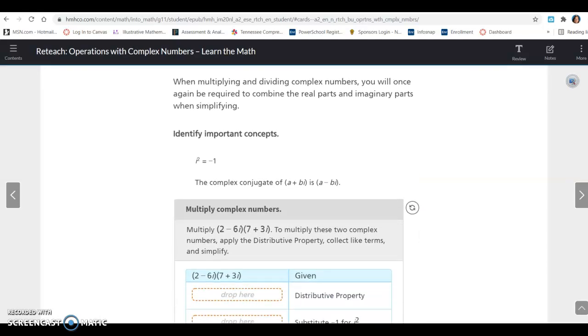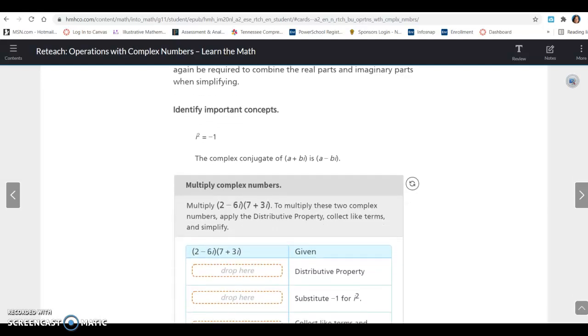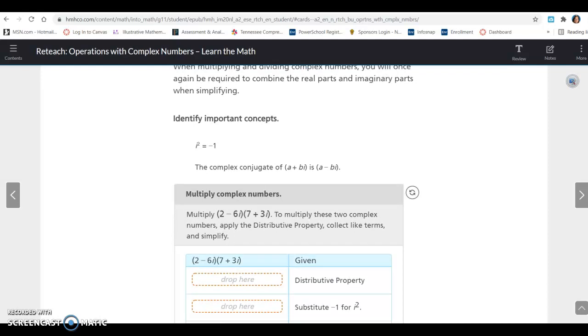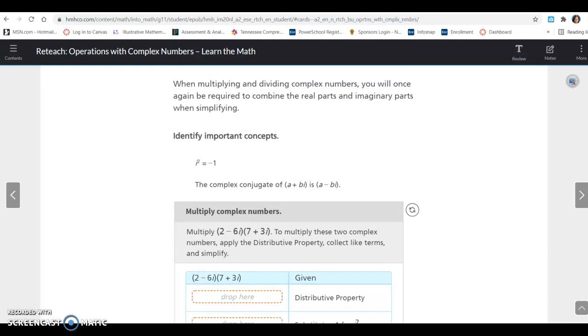When multiplying, you have to multiply just like with the distributive property. You have to multiply two binomials. Some people call it FOIL. FOIL is not really a good term for it. It's just a shortcut for two binomials. But essentially, FOIL is the distributive property.